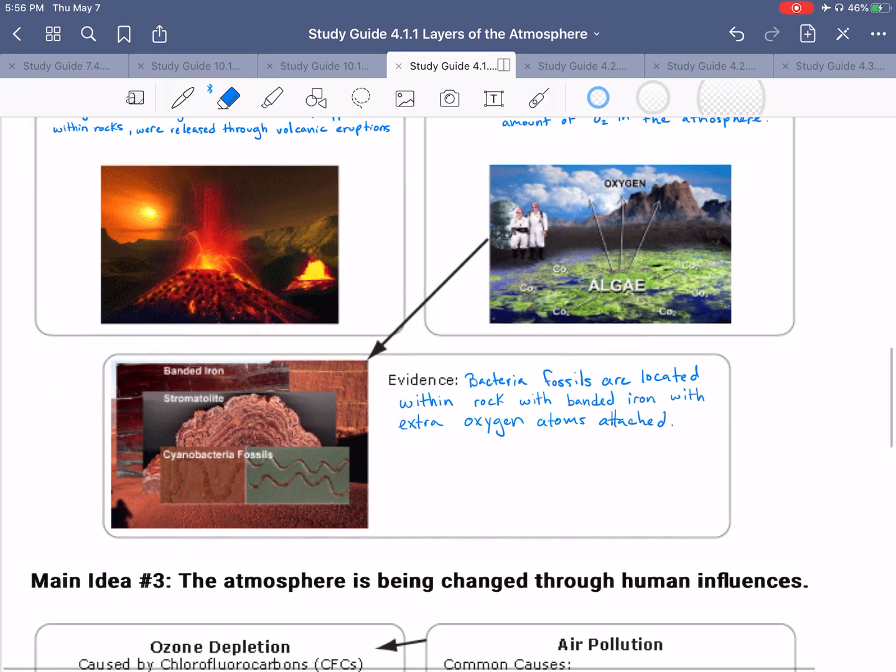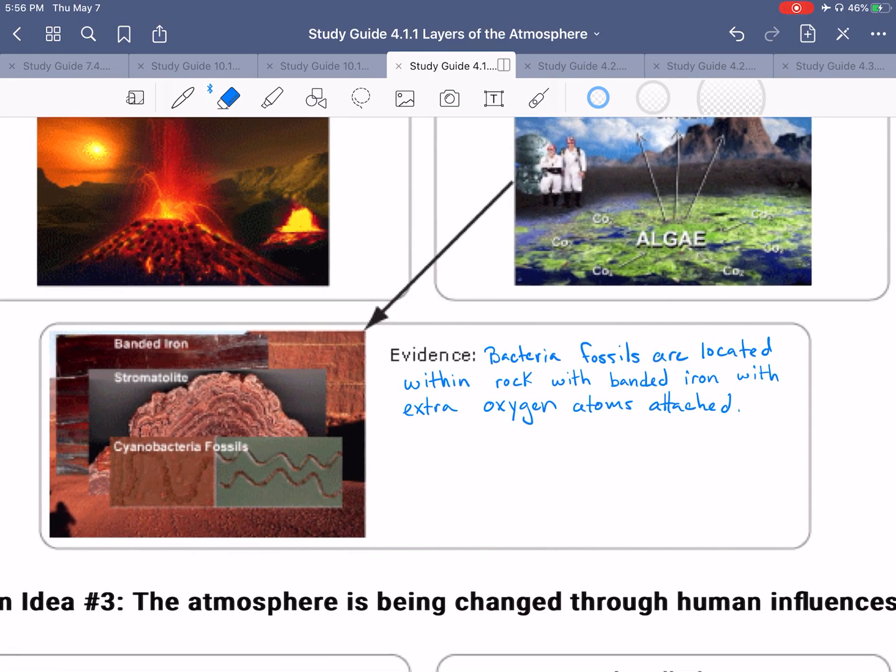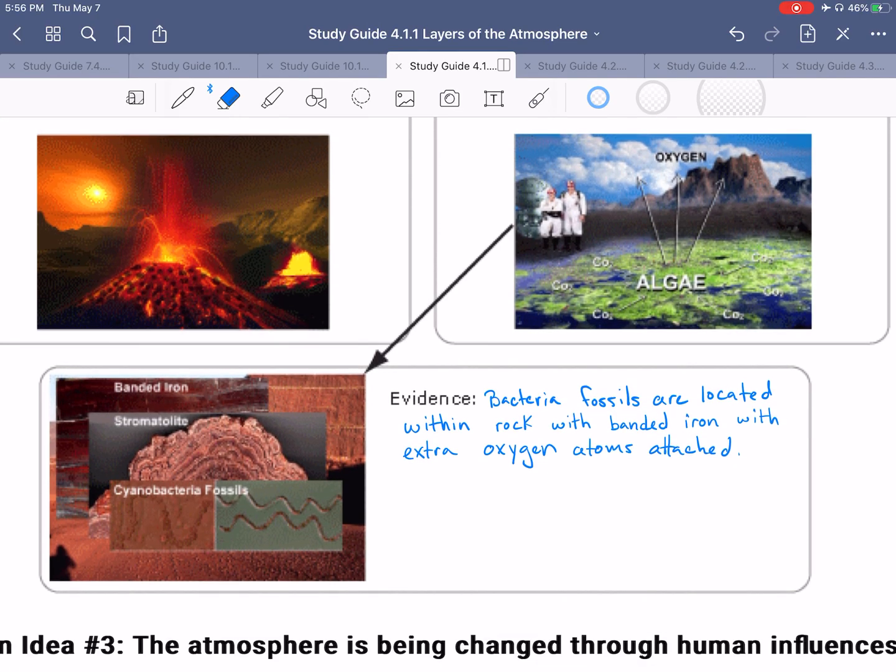So why do we think this is the case? Well, we found some evidence, such as bacteria fossils located within rock with bands of iron which had extra oxygen atoms attached. So this was a clue that the bacteria at the time were actually producing oxygen.